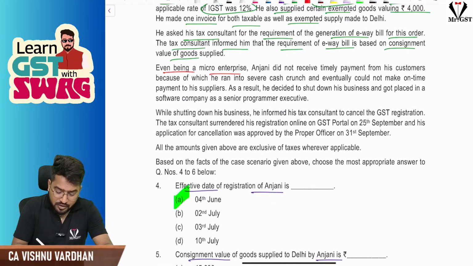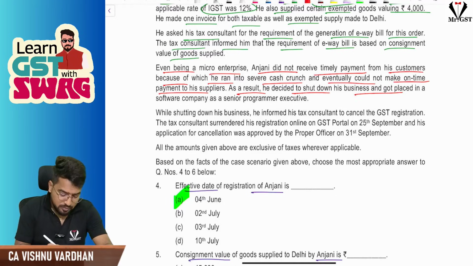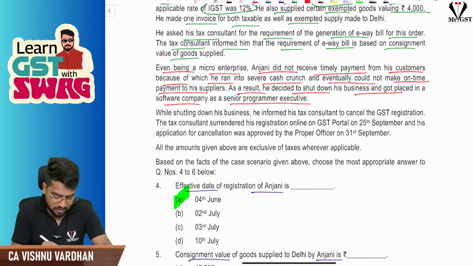Even being a micro enterprise, Anjani did not receive timely payment from his customers, because of which he ran into severe cash crunch and eventually could not make on-time payment to suppliers. As a result, he decided to shut down the business and got placed in a software company as a senior program executive. While shutting down his business, he informed his tax consultant to cancel GST registration.